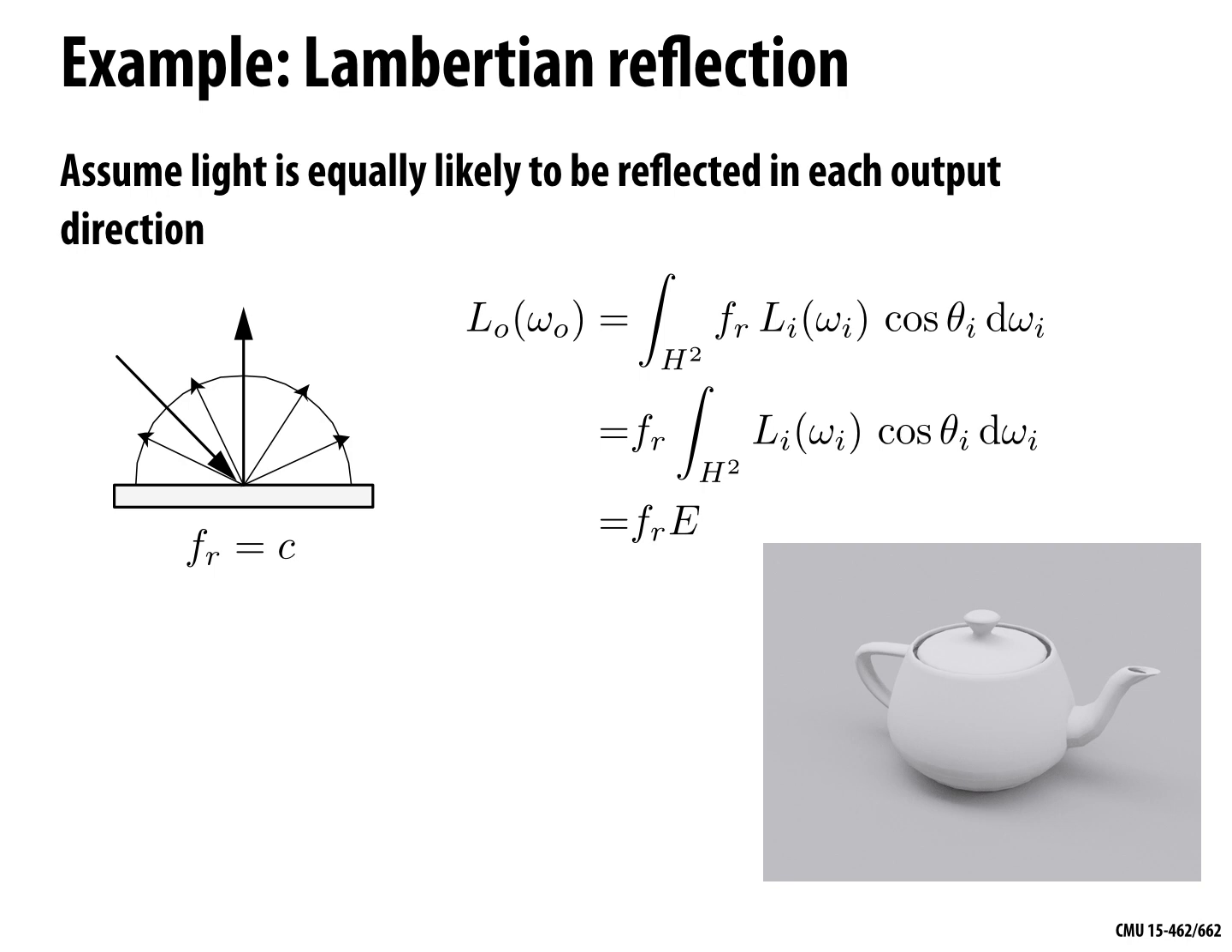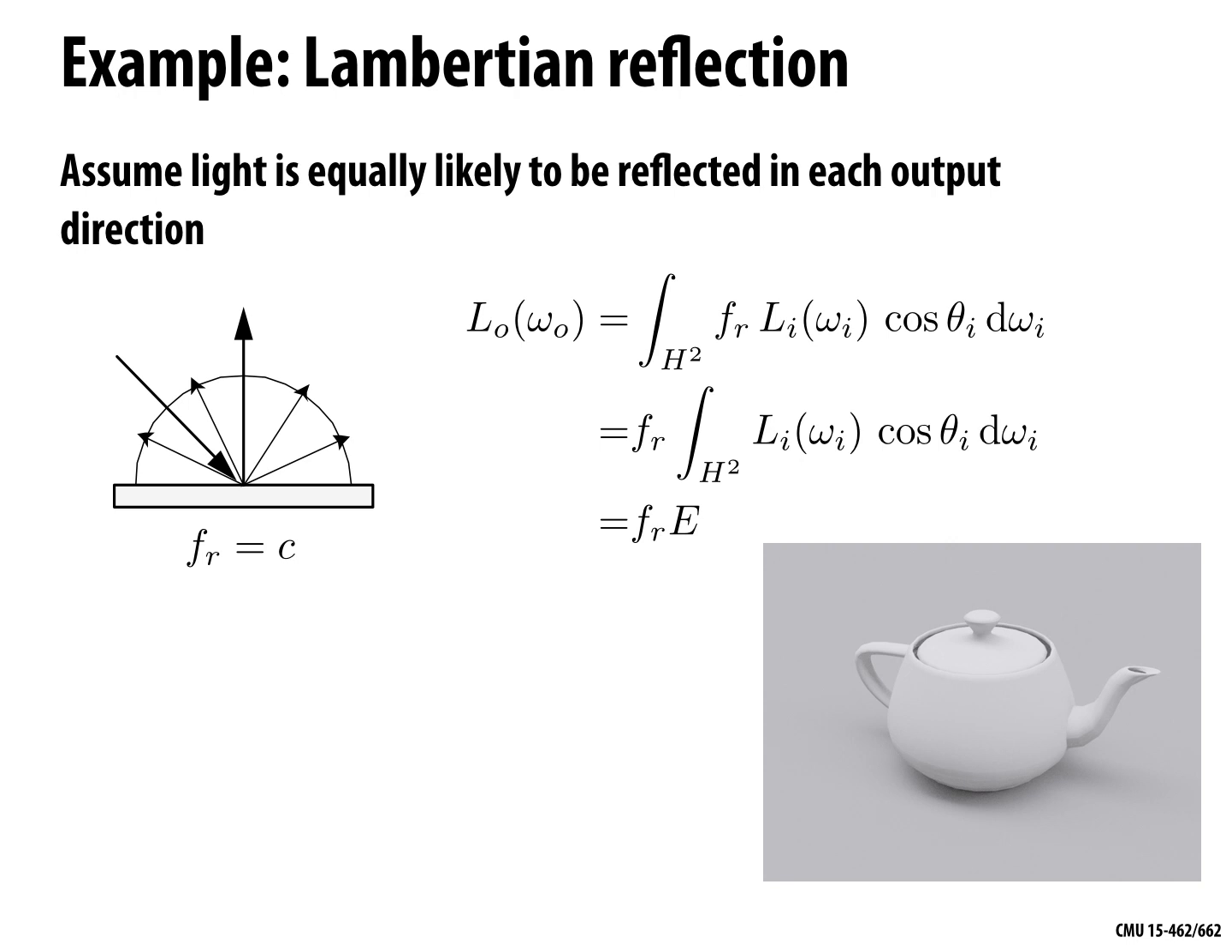So as a concrete example, let's consider a Lambertian reflection. Again, assuming that light is equally likely to be reflected in each output direction. Okay? Well, then to evaluate the outgoing radiance L_o in a particular direction omega_o, we integrate over the hemisphere the scattering function f_r times the incident radiance L_i in the current direction omega_i times the cosine of the angle theta between omega_i and the normal.